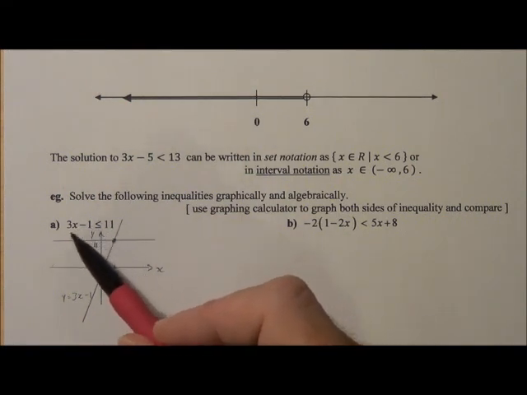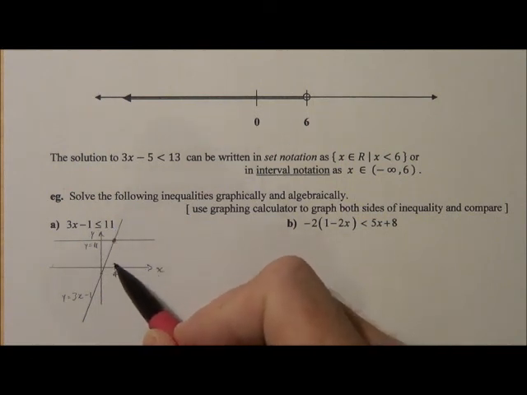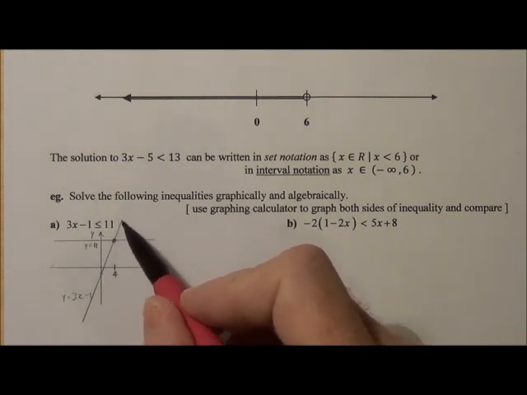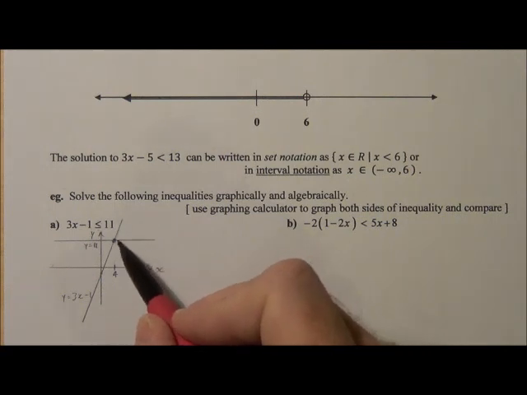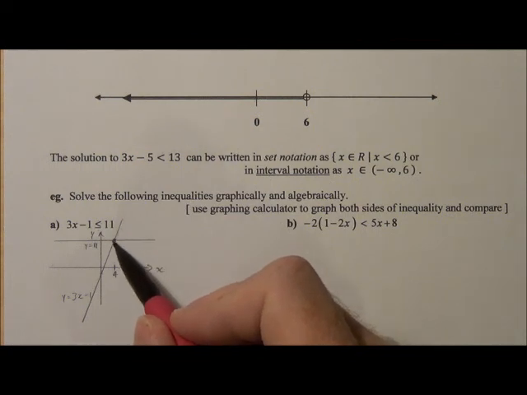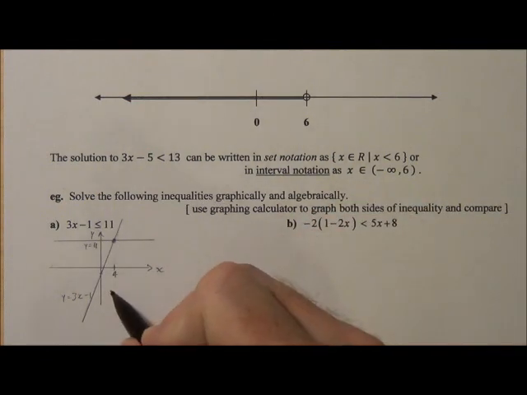And so 3x minus 1 is less than or equal to 11 for all x values to the left of x equals 4. To the right, 3x minus 1 is above the line y equals 11, which is greater than y equals 11, but to the left of this point, the line y equals 3x minus 1 is underneath this line y equals 11. So the solution set would be x is less than or equal to 4.